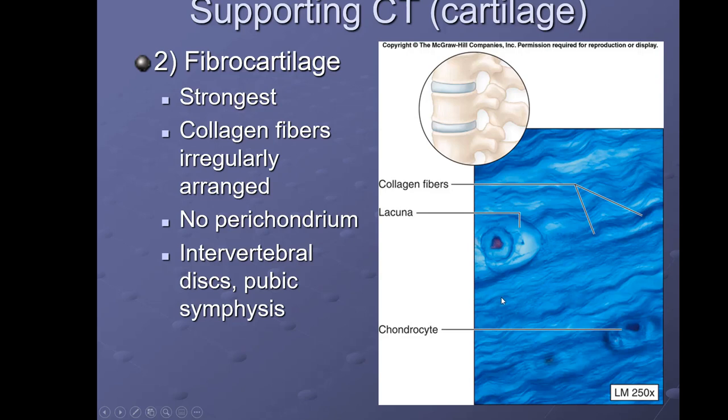In most microscope slides, not all, but most, it tends to stain blue. So that's one hint. And so you still get chondrocytes lying in a lacuna. You see the fibers and it's really strong. You find this where you need strength. So that may be the intervertebral disc, so between your vertebrae. The pubic symphysis, which is a little piece of fibrocartilage where your hip bones meet in the front.